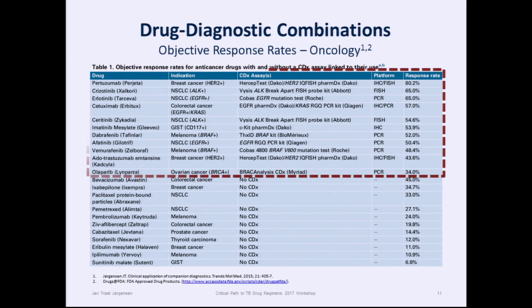And as you can see, the upper part of this table is the drugs that have gone through the drug diagnostic strategy. And if we look at the response rates, it's from 34 up to 80%. And if you look down here where they have used a more traditional all-comers strategy, the response rate is somewhat lower. Of course, this is not a scientific comparison, just a simple survey, but despite this, it points in the right direction. It points out that stratifying the patients according to their molecular diagnostics does matter.